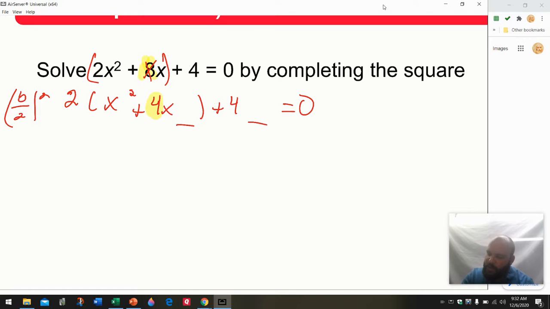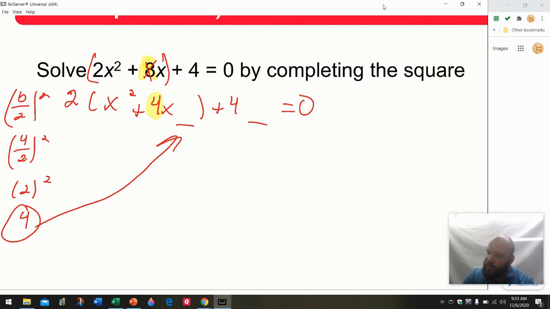So as I go through here, I write 4 divided by 2, the quantity squared. That gives me 2 squared, which then is 4. So that 4 is going to go right here. I'm going to write plus 4 right there. Now, normally what you've been doing is outside you would write minus 4. But there's a problem. You cannot just write minus 4 right there. The reason is this 2 would distribute to each one of these things.